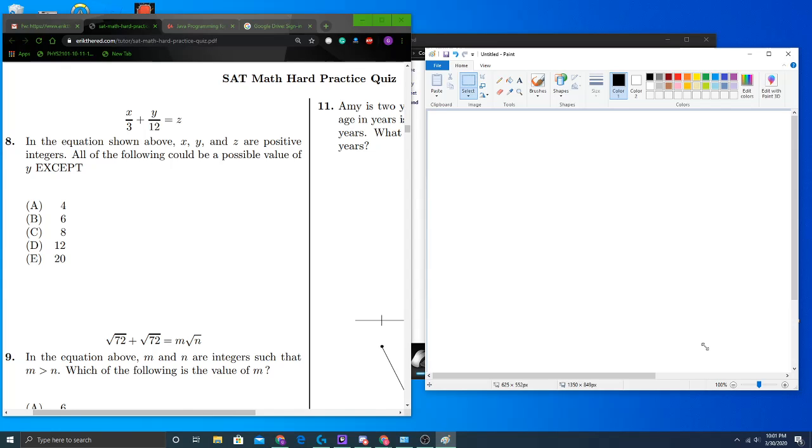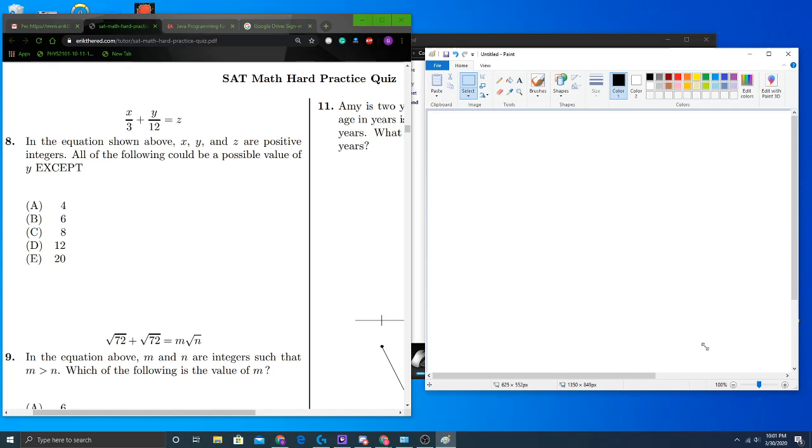And what you could basically do is see if you could get a possible value. Looking at this, basically what they're trying to do is that for the one value that is not possible for y, either x or z will not be a positive integer or a positive whole number. So we could just run it down through the multiple choices.